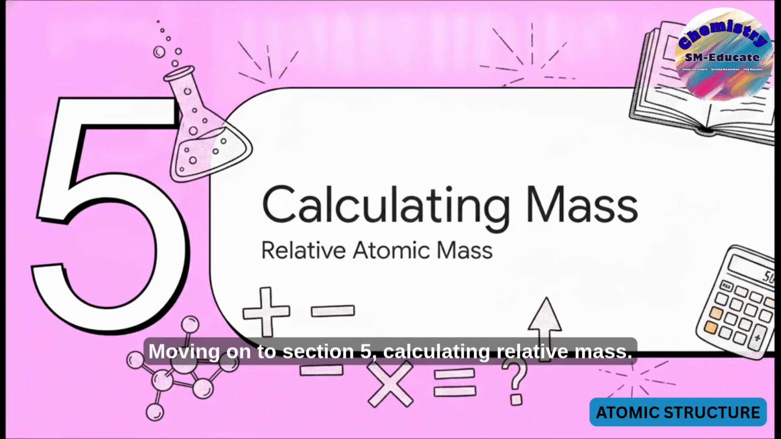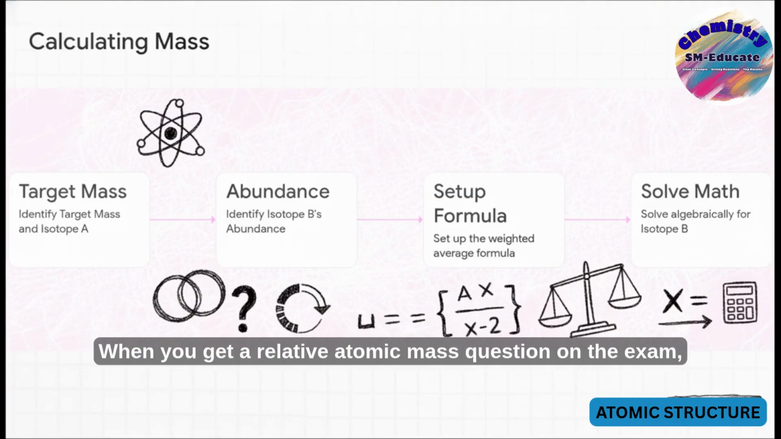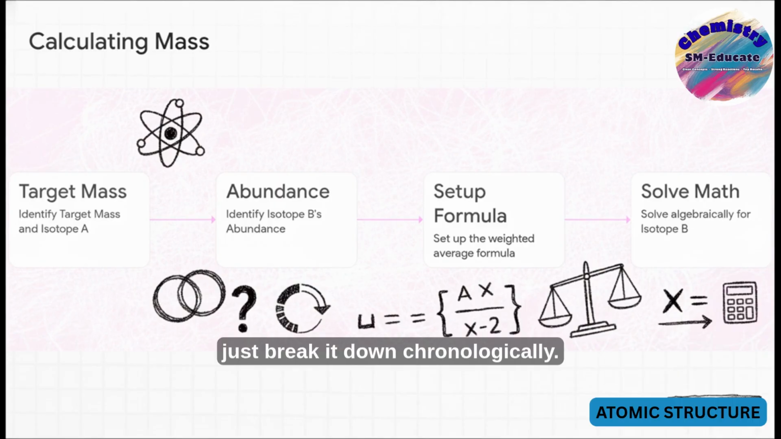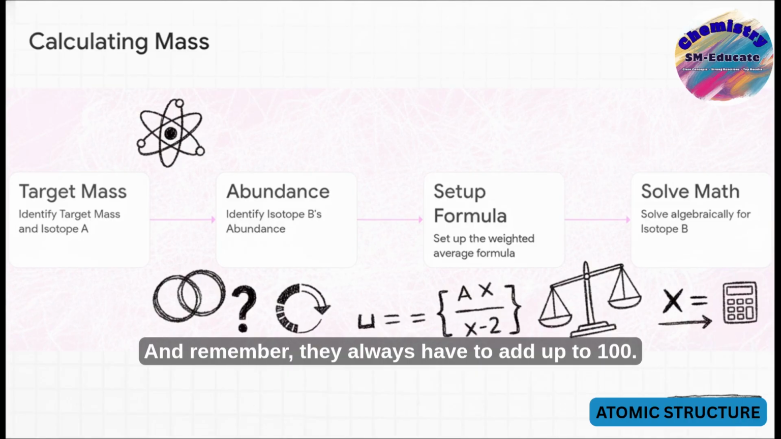Moving on to Section 5, Calculating Relative Mass. All right, let's shift gears and crunch some numbers. When you get a relative atomic mass question on the exam, just break it down chronologically. Step 1, isolate your known variables. Step 2, find your missing percentage. And remember, they always have to add up to 100.